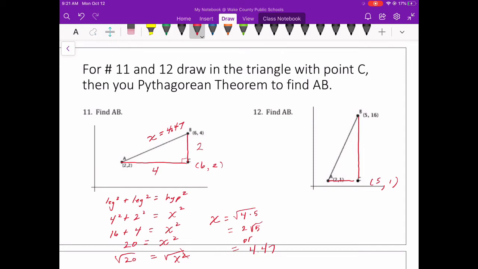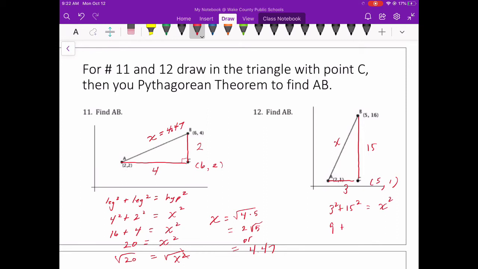If I'm counting down from 16 to 1, that's going to be 15, and if I'm counting from left to right, from 2 to 5, that's going to be 3. All right, I don't know what my hypotenuse is, and that's the distance that I'm looking for anyway. So 3 squared plus 15 squared, because those are my legs, should be equal to whatever the hypotenuse squared is. Don't forget to square these things before you start adding them together. That's going to be the number one mistake that gets made here.